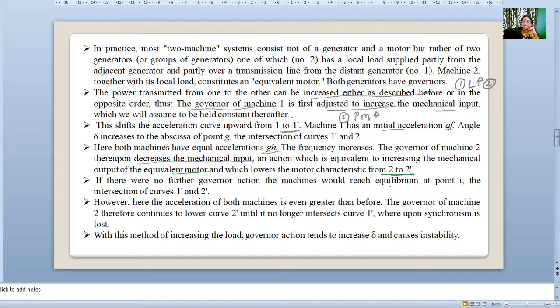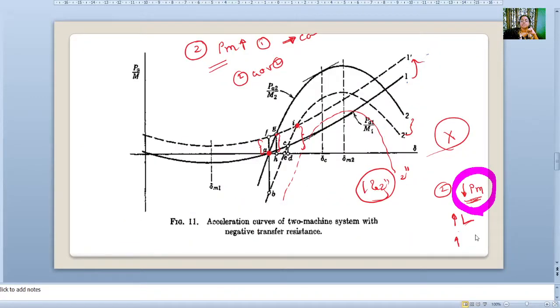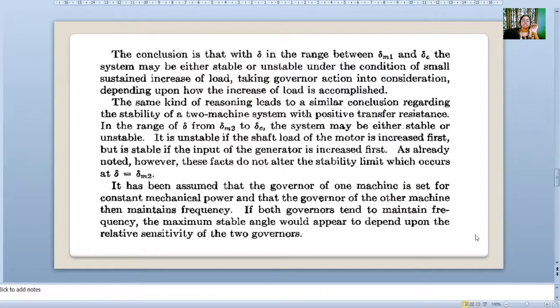The machine will reach equilibrium point I, the intersection of 1 dash and 2 dash. Here acceleration of both machines is even greater than before. The governor of machine 2 therefore continues to lower 2 dash until there is no intersection with curve 1 dash, whereupon synchronism is lost. With this method of increasing load, governor action tends to increase del and causes instability.